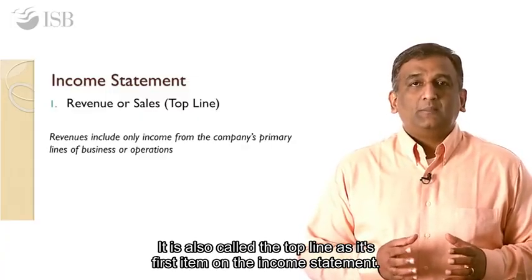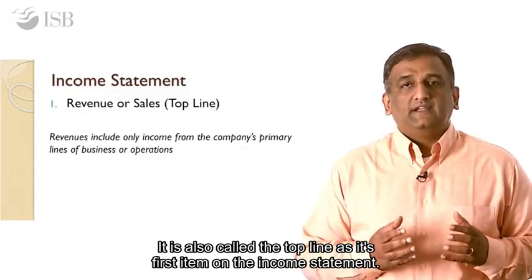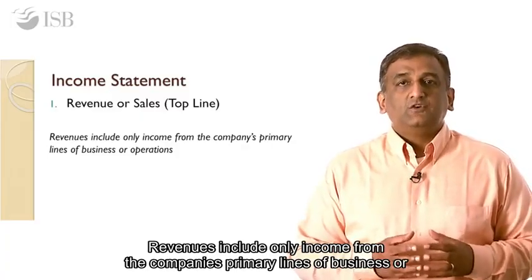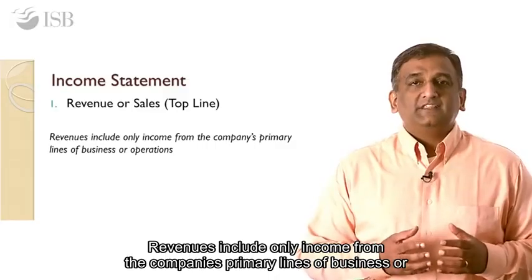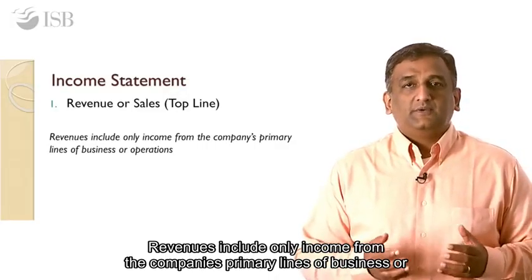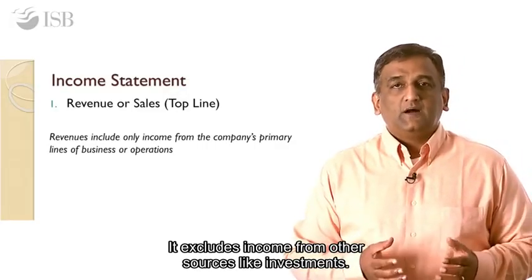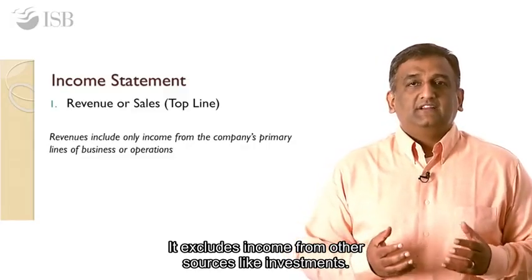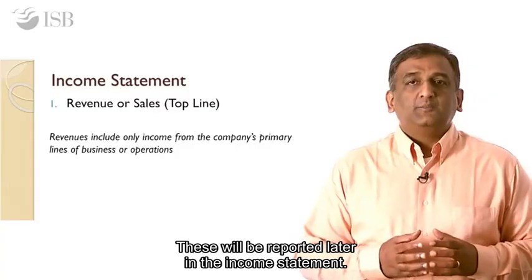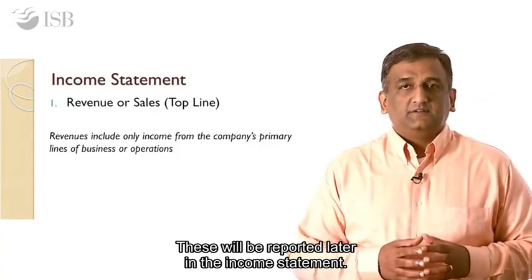Moving on to the income statement, its first item is revenue or sales. It is also called the top line as it's the first item on the income statement. Revenues include only income from the company's primary lines of business or operations. It excludes income from other sources like investments. These will be reported later in the income statement.